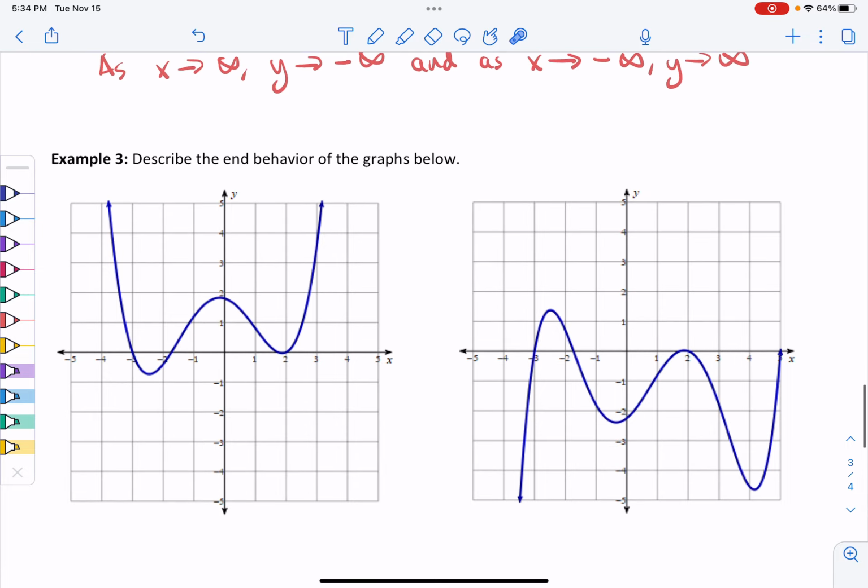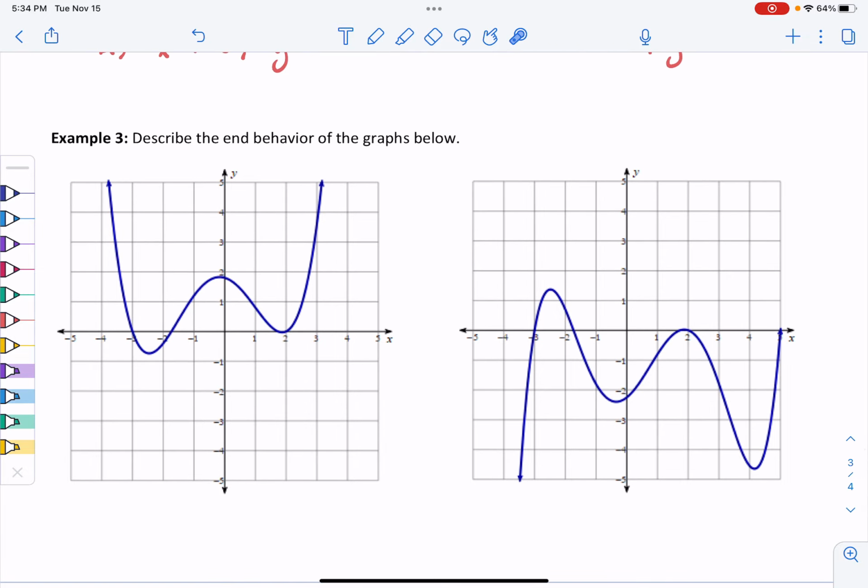Okay, let's describe the end behavior. This is the last example of these two graphs below. So this one, as x goes to positive infinity, we're moving this way. What's happening to my y? It is going up. So I am going off to positive infinity. As x goes to negative infinity, it's a beautiful infinity sign, as x goes to negative infinity, I am going up. So y is going to positive infinity.